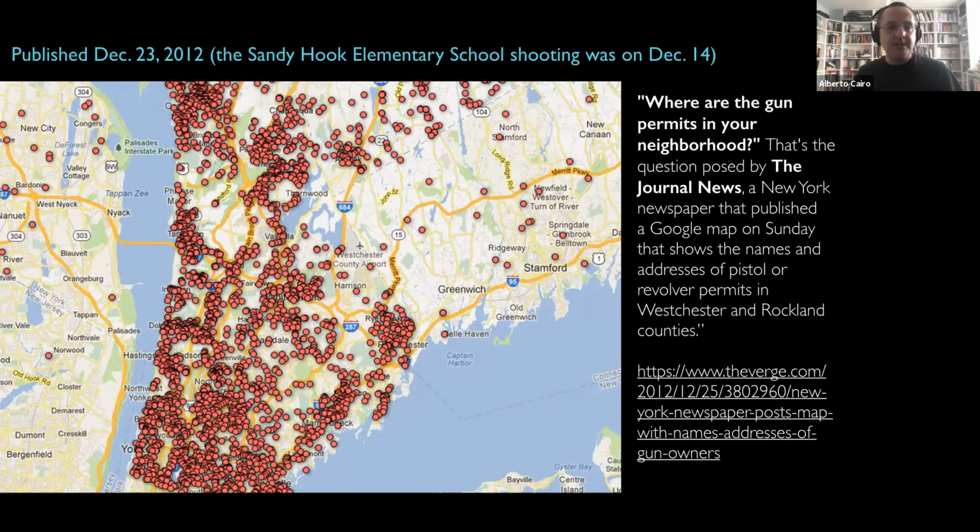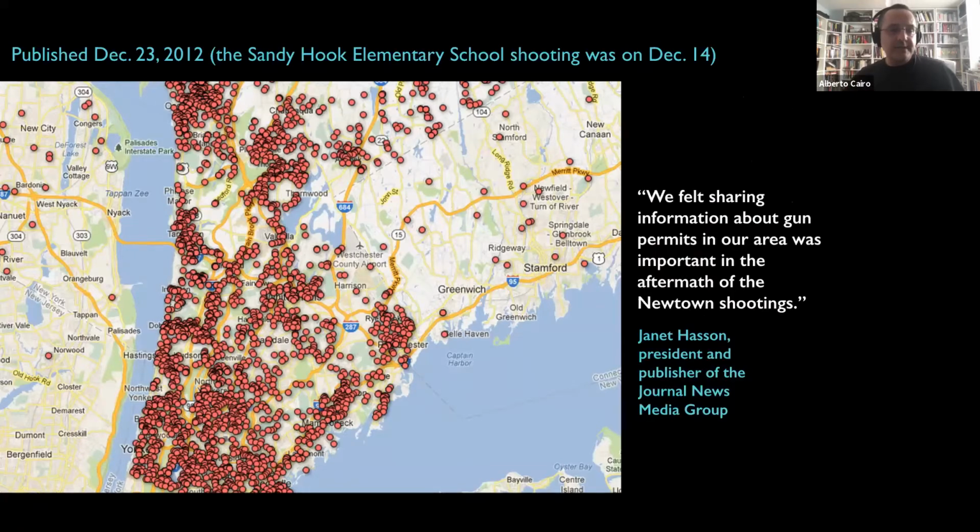They disclosed gun permits for pistols and revolvers, not long guns. This was only handguns, and only for these two counties because they couldn't get data for other counties. The publisher of the newspaper said, well, we felt that sharing this information about gun permits in our area was important in the aftermath of the Newtown shootings, that our readers should know who may have a gun around them, right? But this may have tons of different consequences, publishing this type of information in the form of a map.